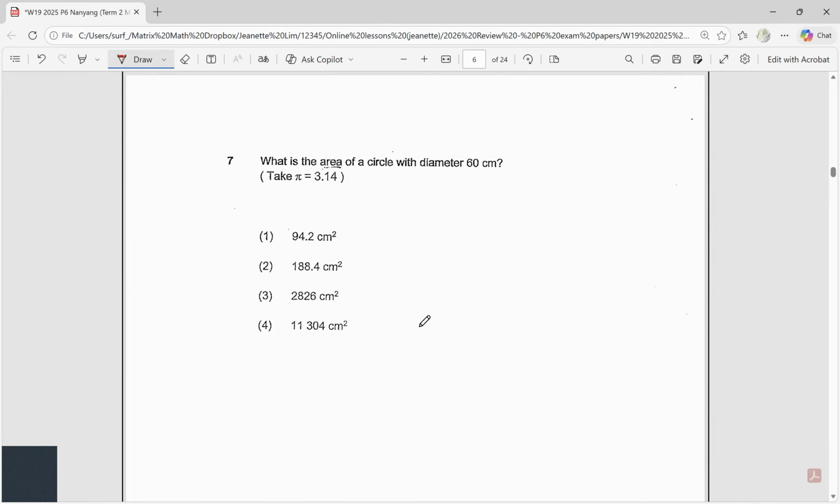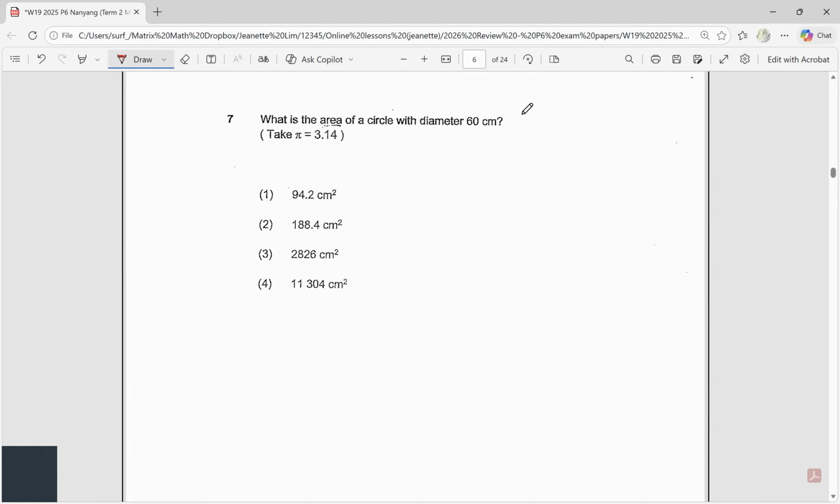Question 7. What is the area of a circle with diameter 60 cm? Now, area of circle is pi times radius times radius. You just follow this formula and you should get the answer. So your radius is what you need to find. The question gave us the diameter. Diameter is twice the radius. So we have to divide by 2 to find the radius.